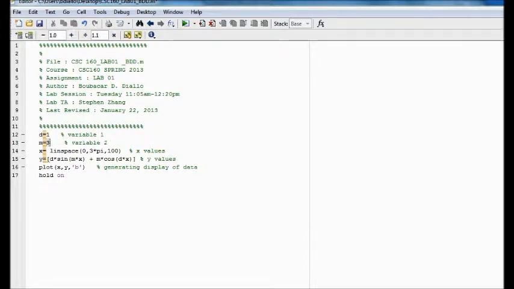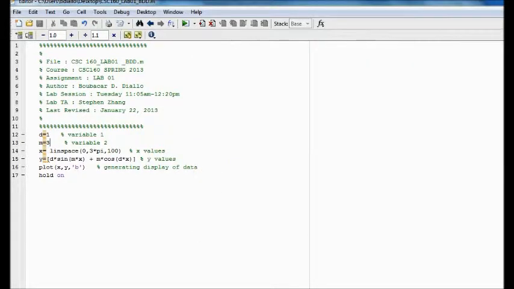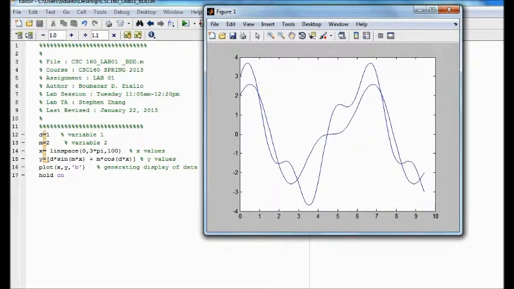And we could see the differences if we do hold on and we change this to something else and we play it, we would be able to see the differences.